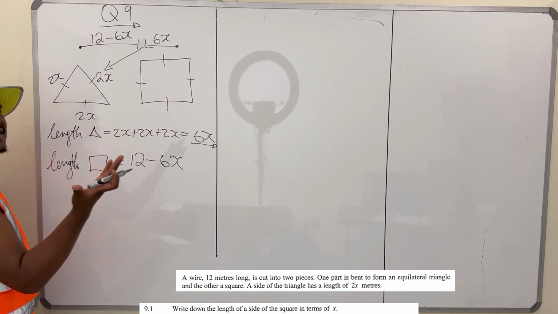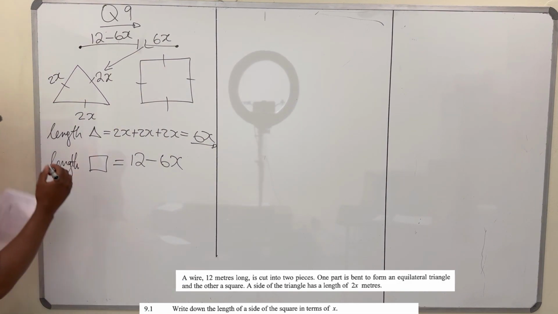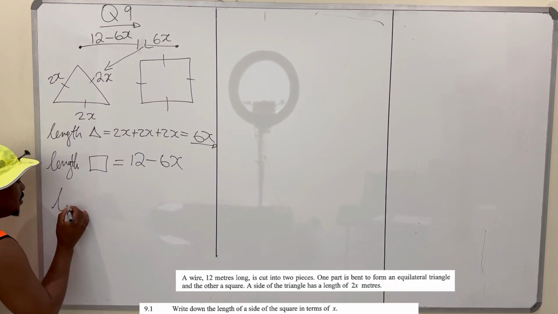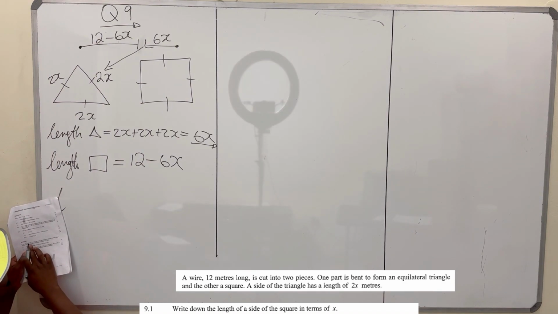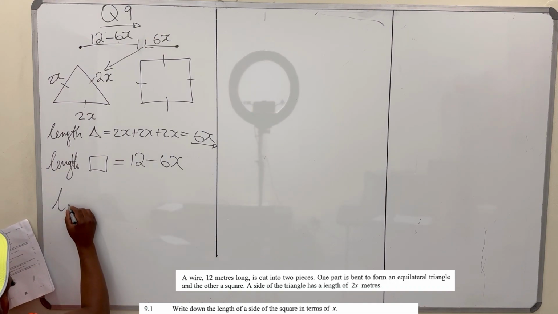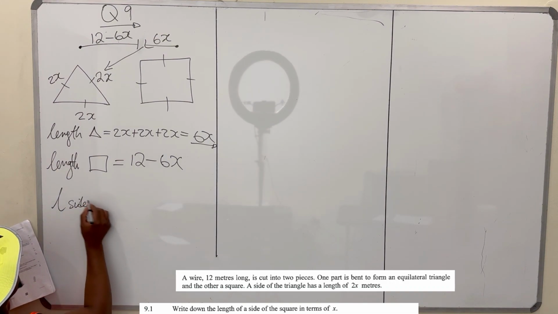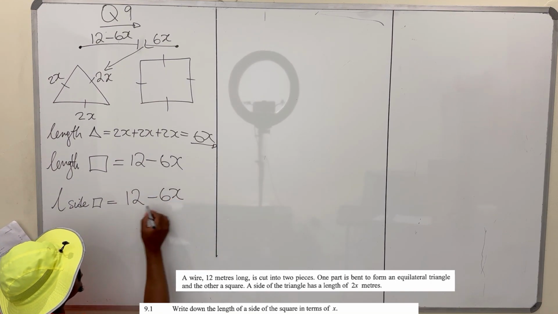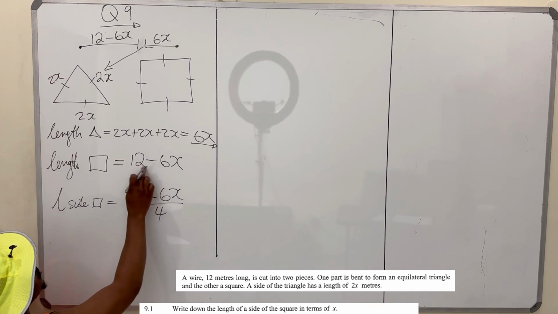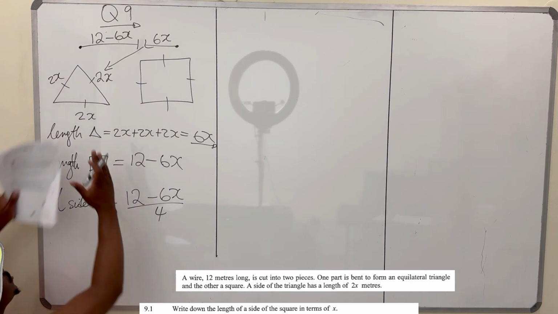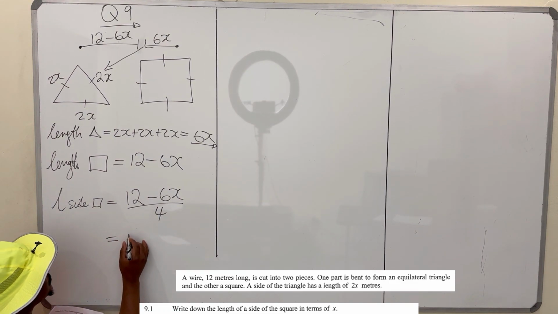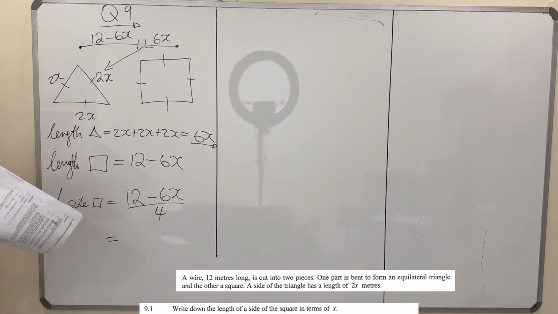How much does each side take? So now, to get what they're asking for, which is the length of a side of a square, the length of a side will be your 12 minus 6x, all divided by 4, because you will divide the total length of the wire by 4 so that you can make 4 equal sides. Let me just leave it there.